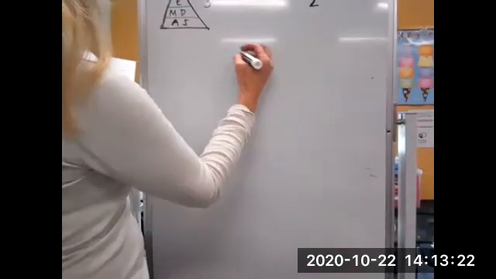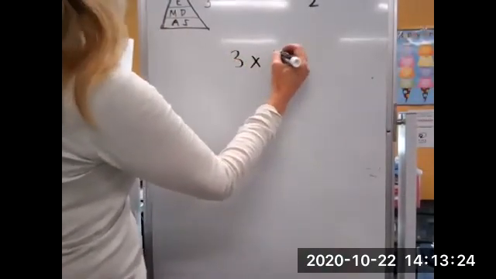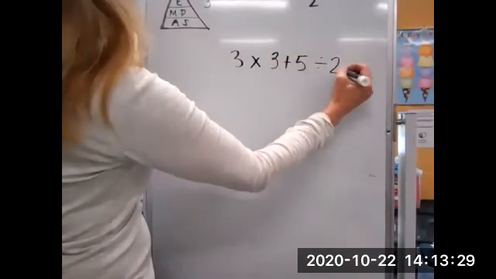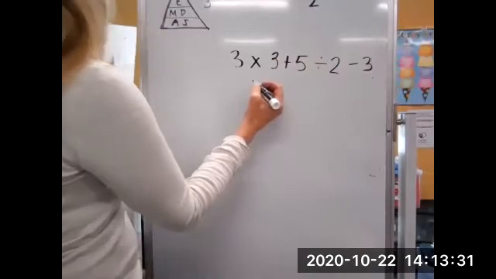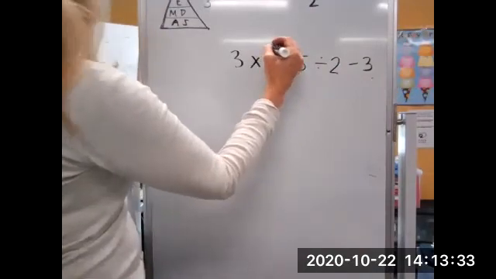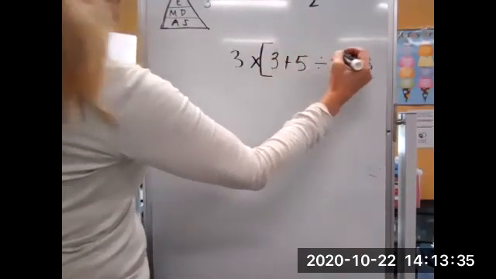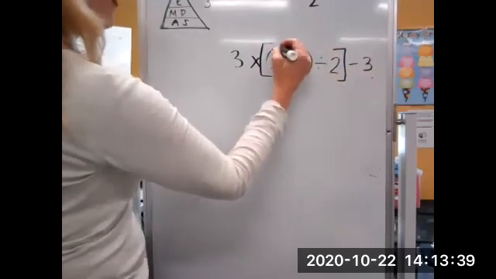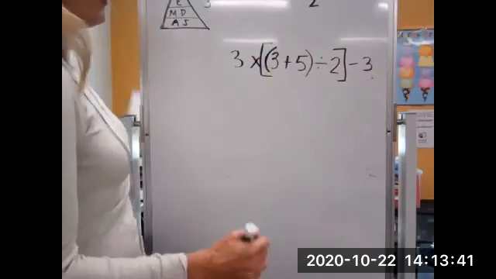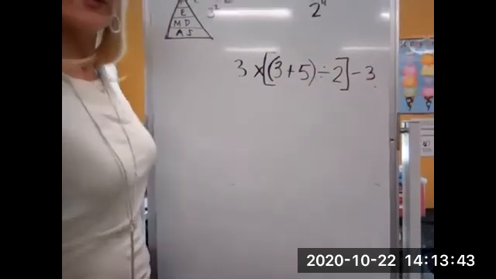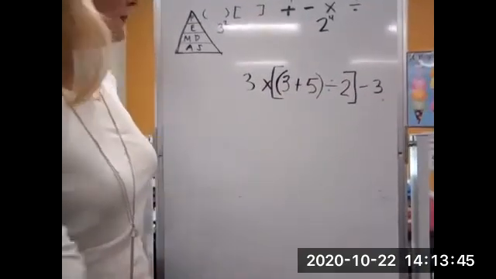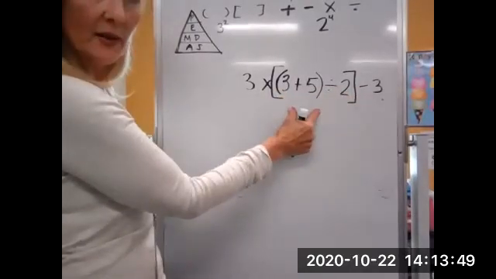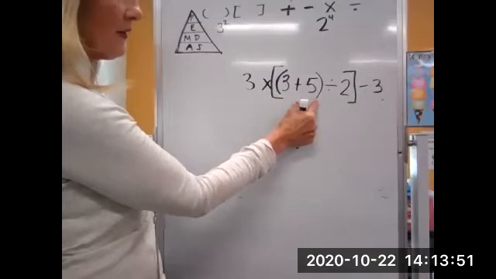Let's try 3 times 3 plus 5 divided by 2, take away 3. But where I place the brackets and the parentheses will really be the guiding force to how we solve this problem. So, what would you do first? You would go for the parentheses, right? Well, I see brackets, but within those brackets, I see parentheses. So that's where I would focus first.